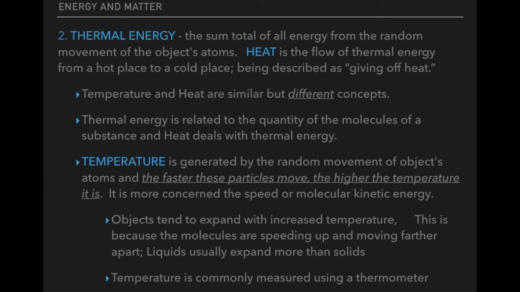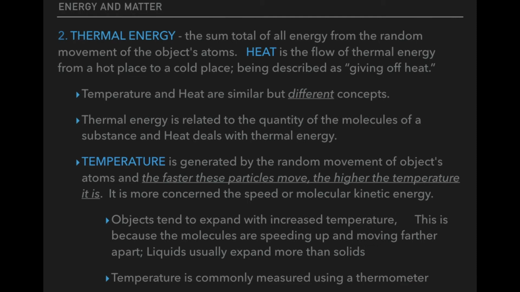We talked about heat entering the ice cube to melt it, and heat leaving the gas of the air to condense the water, turning it from gas to liquid. So heat is the flow of thermal energy. What is thermal energy? It's the total of all energy from the random movement of the atoms. If heat is entering an object, most likely it's going to be hotter. If heat is leaving an object, it will become colder.